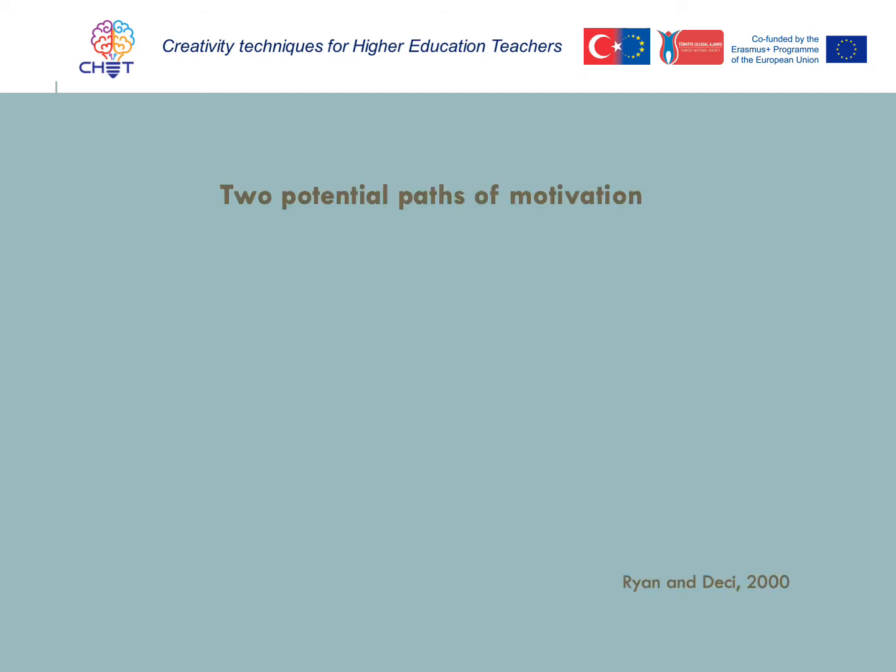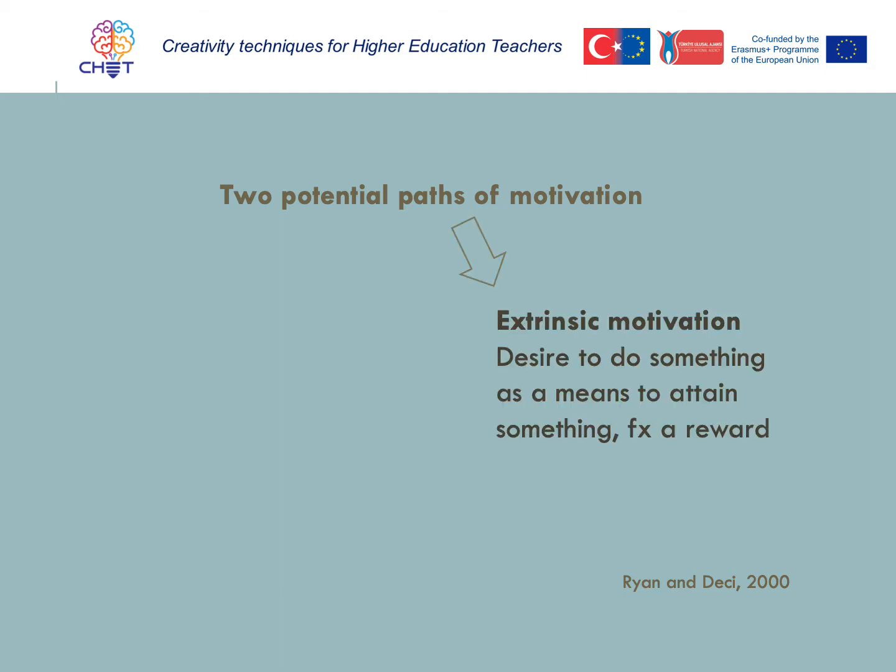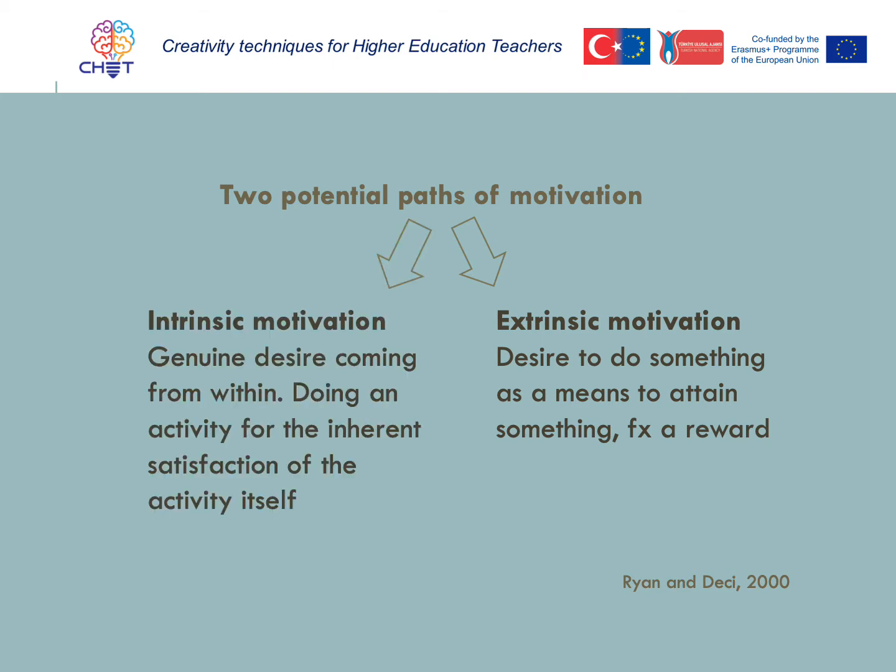And we distinguish between two potential paths of motivation. On the one hand, we have extrinsic motivation, so a desire to do something as a means to attain something, for example, a reward. On the other hand, we have intrinsic motivation, a genuine desire coming from within.